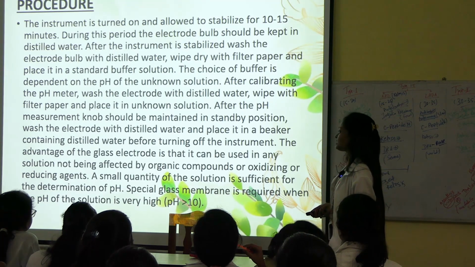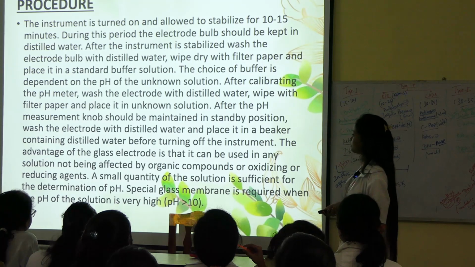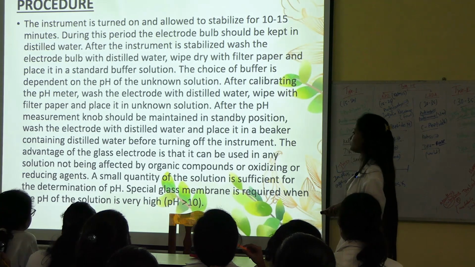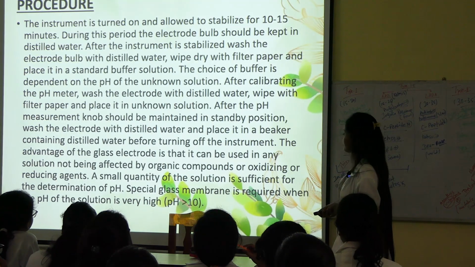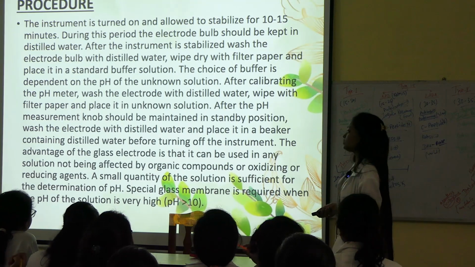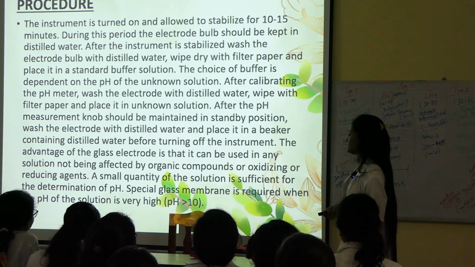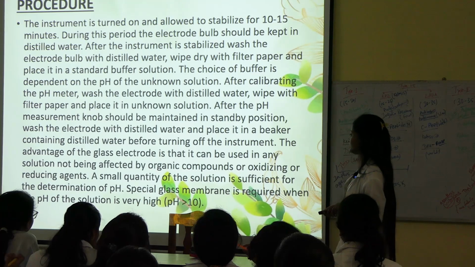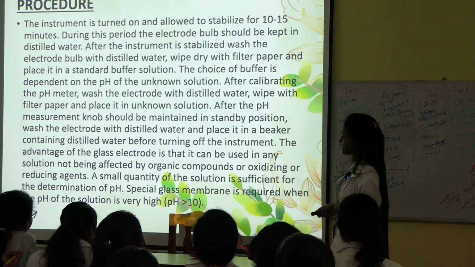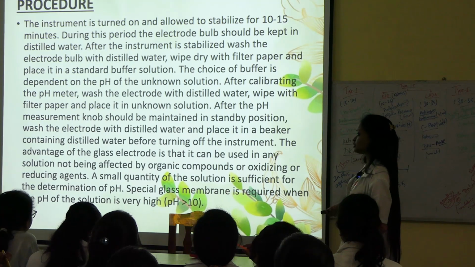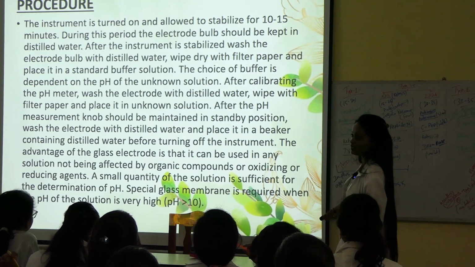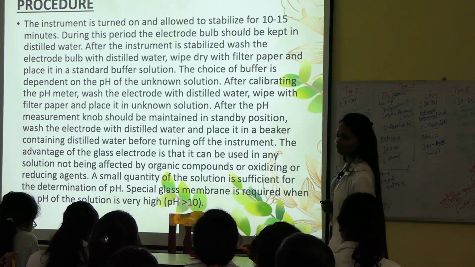The advantage of the glass electrode is that it can be used in any solution, not being affected by organic compounds or oxidizing or reducing agents. A small quantity of the solution is sufficient for the determination of pH. A special glass membrane is required when the pH of the solution is very high, more than 10.